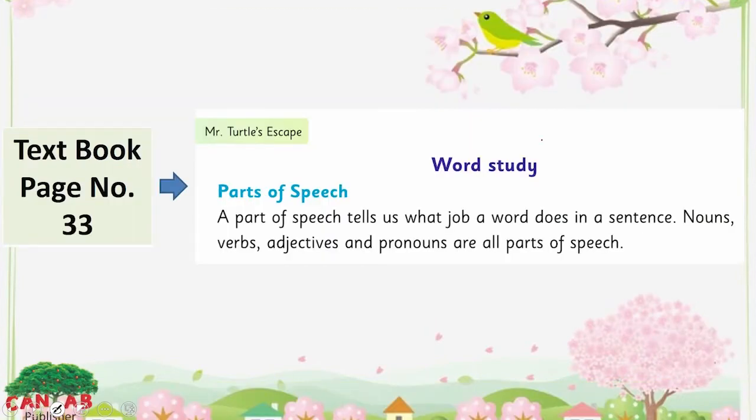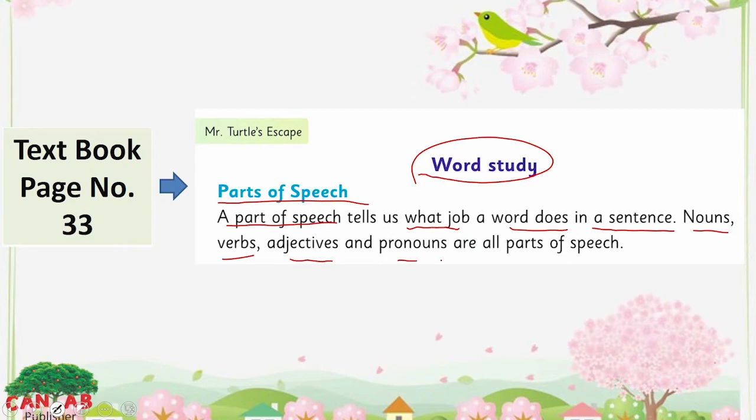Page number 33 of your textbook, word study. Parts of speech. A part of speech tells us what job a word does in a sentence. Nouns, verbs, adjectives and pronouns are called parts of speech. In this lesson, we are going to discuss these four: nouns, verbs, adjectives and pronouns.